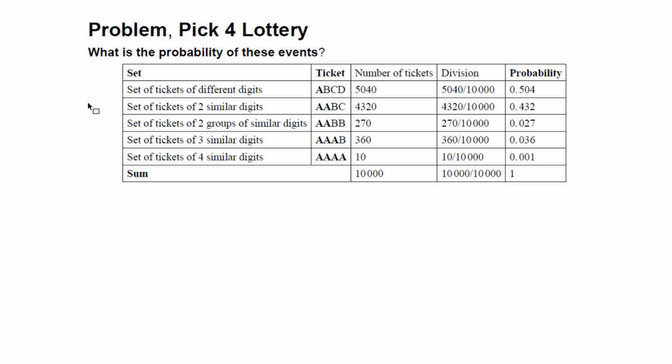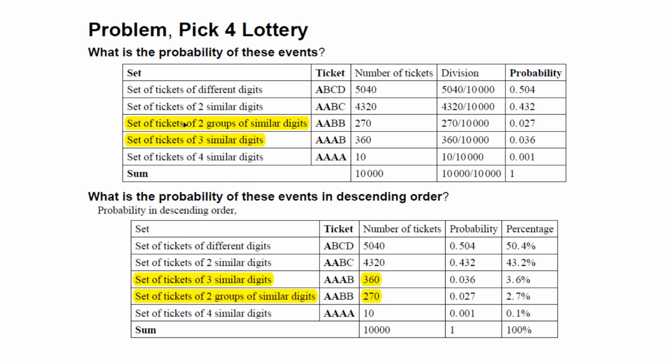Now the question is, what is the probability of these events? This is easy to be done now. We can divide the number of tickets by 10,000 and we get all corresponding probabilities here. Another question, what is the probability of these events in descending order? So we realize here that these 2 events are not in order, so we swap them and we get everything here in order.